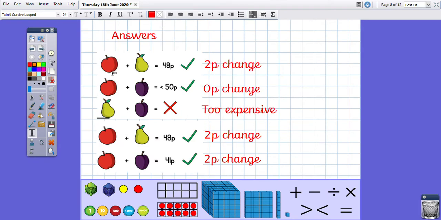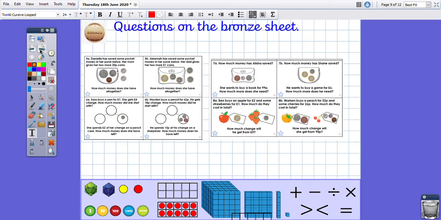So here you go. He could have bought an apple and a pear for 48p, and he would have got 2p change. He could have bought an apple and a plum and got 0p change, because they make 50p. He couldn't have bought a pear and a plum because it's too expensive. He could have bought an apple and a pear and got 2p change, and he could have bought an apple and a plum and got 2p change. Okay, there you go. There are your answers. Well done if you got any of those correct.